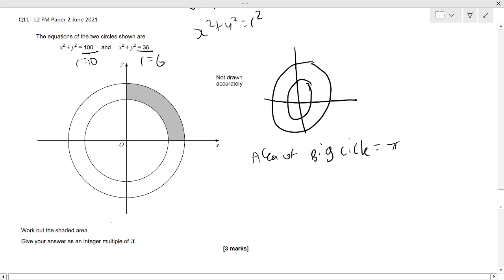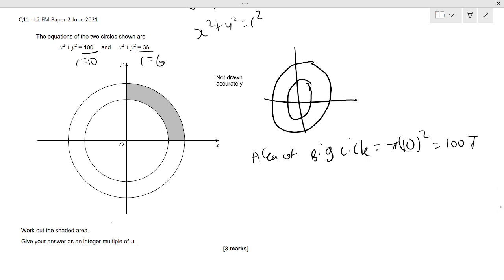So the big circle has a radius of 10, so it's going to be 10 squared, which is 100 pi. Okay, but then a quarter of the area of the big circle, well, it's going to be 100 divided by 4 pi, which is going to be 25 pi.